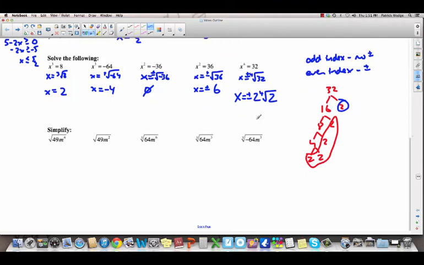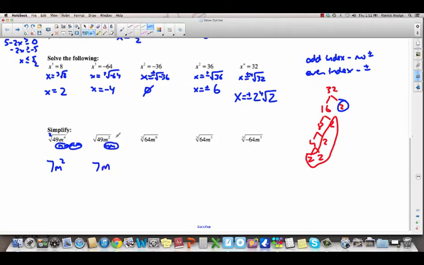Okay, simplify the following. This one, you take the square root of 49, it's 7. Take the square root of m to the fourth. Well, that's like m times m times m times m, and since the index is 2, you need 2 to bring them out, so you can bring out 2. You get 7m squared. Next one, square root of 49 is 7. This is like m times m. You need 2 to bring it out, so you get 7m.